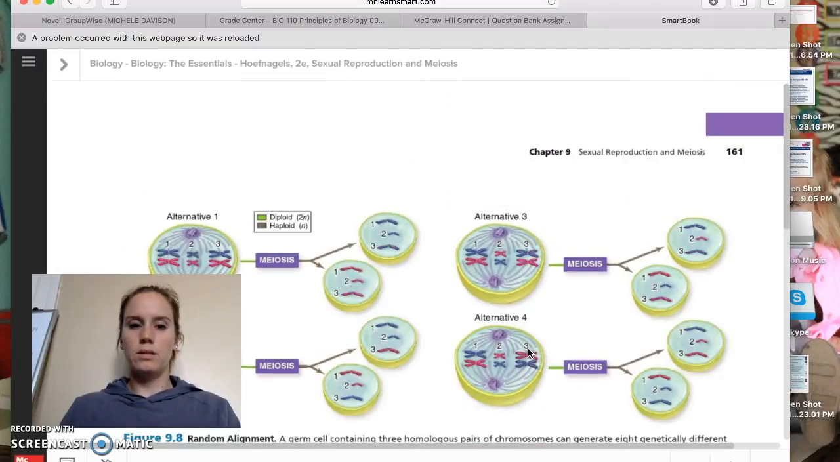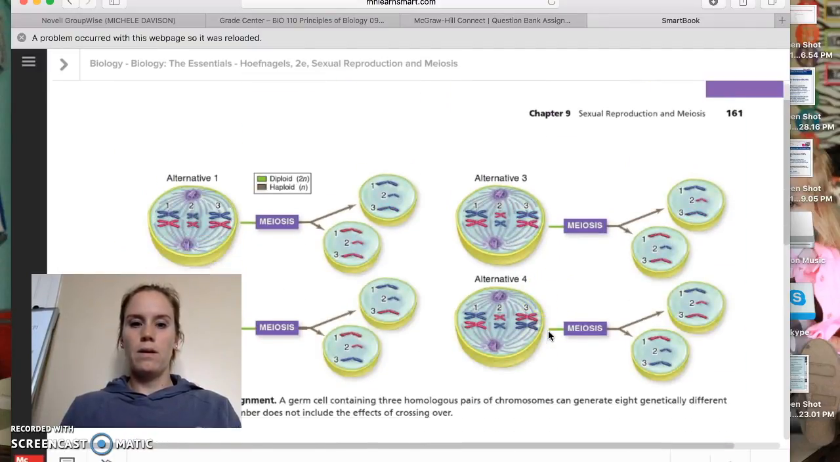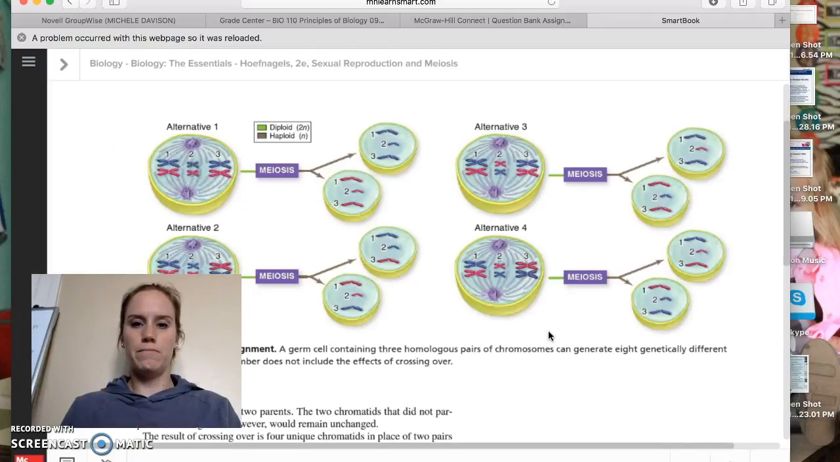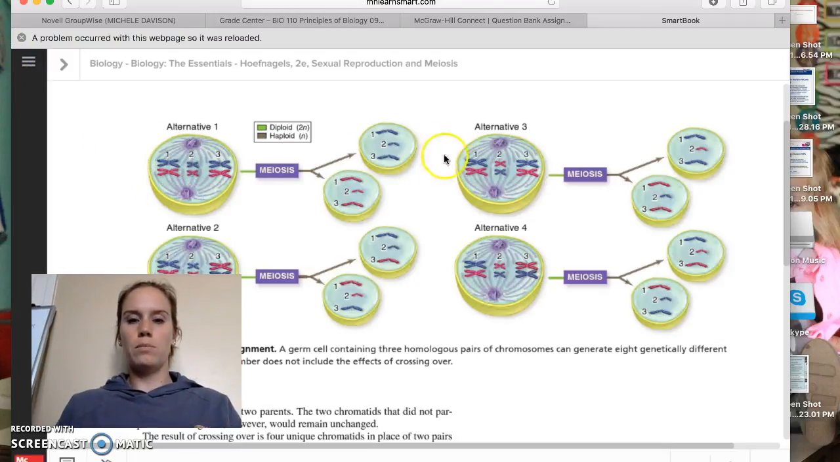Now let's look at random assortment. This is going to happen in metaphase 1, which, if you look, you see them lined up in the center. That's metaphase 1. And all that's going to happen when it says random assortment is they're literally randomly assorting themselves along the center of the cell. So with these 3 homologous chromosomes, we're going to see that there's 4 alternatives. In alternative 1, we're going to have all blue and all pink on one side. So they randomly assorted themselves this way.